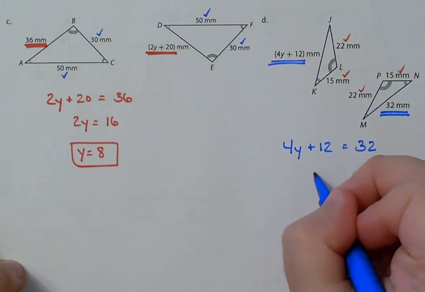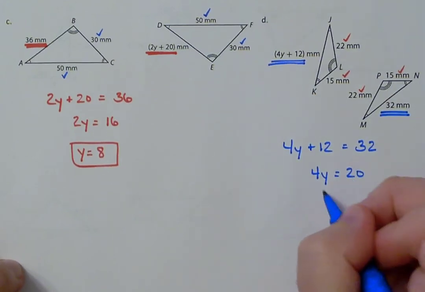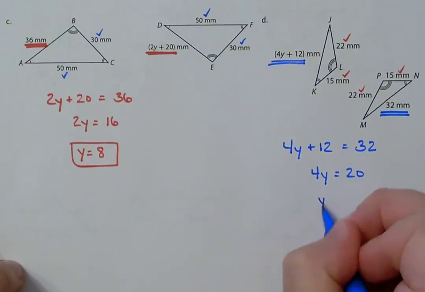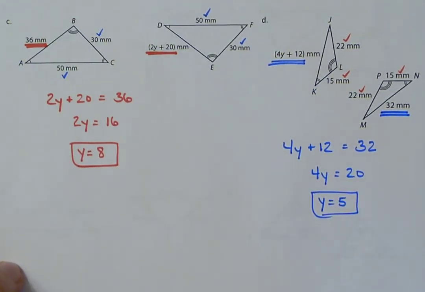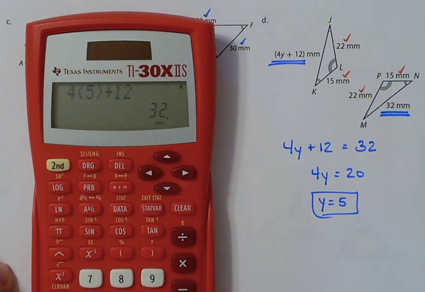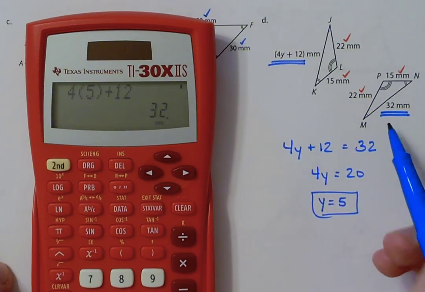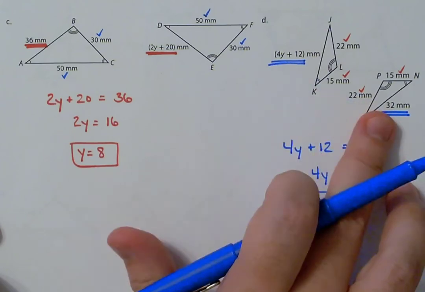Again, we subtract the 12, so we get 4y equals 20. We divide by 4, and 20 divided by 4 is going to give us 5. So that means y needs to equal 5 for these two to be matching. And if you just want to double check, if I plug 5 in, we do 4 times 5 plus 12. I get 32, so then these two sides match up, thus knowing that these two triangles are congruent.